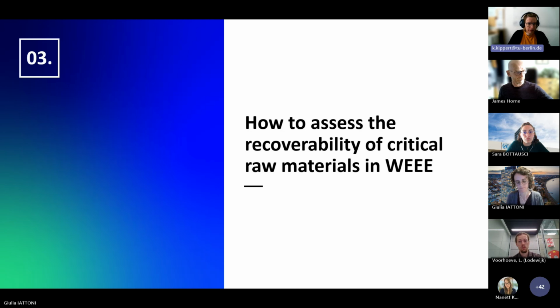Besides what Giulia already presented, the modeling we did and the quantitative estimates of secondary raw material, we wanted to also assess more in detail the recoverability of especially critical raw materials. And I will now present shortly how we did this and some results for the WEEE waste stream.